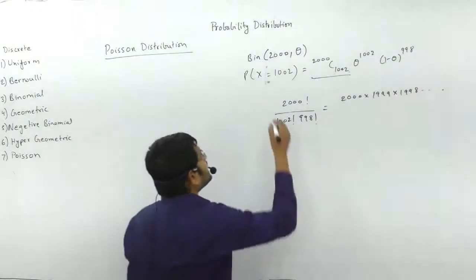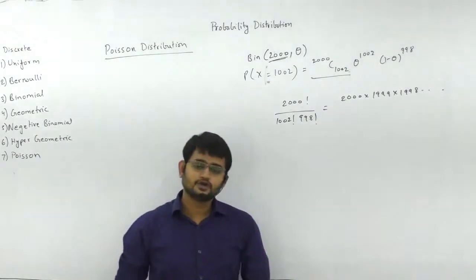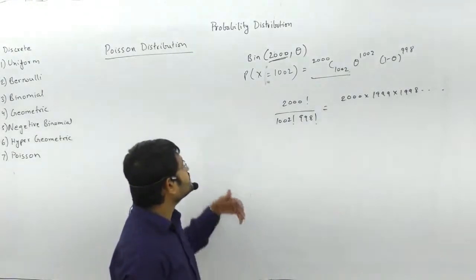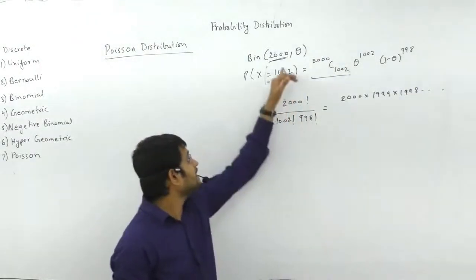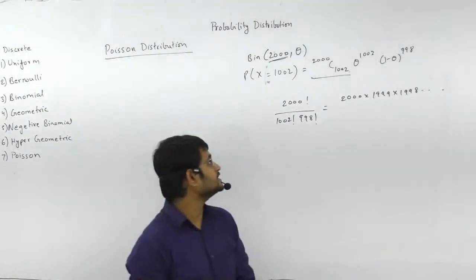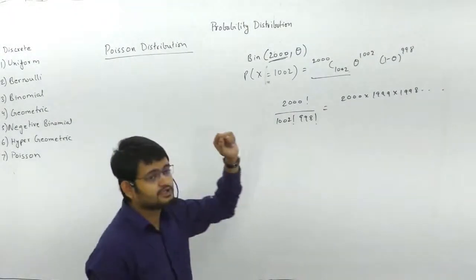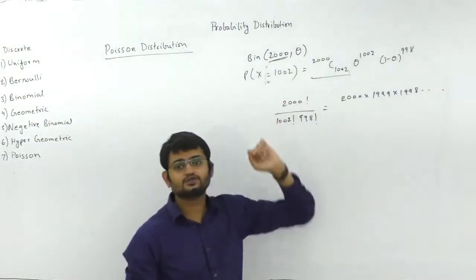So when our n is really large, binomial distribution becomes very difficult to calculate. So what we do is convert this binomial distribution into different distributions so that for large values of n, we can find the probabilities easily. Now for Poisson distribution, what we have is a large value of n and theta should be small.